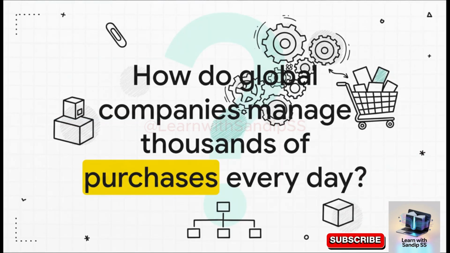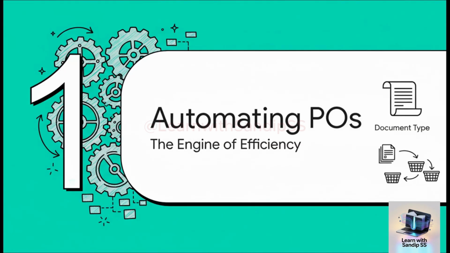I mean, really think about it. You've got a massive global company. How on earth do they keep track of every single purchase, from something as small as paper clips to something as huge as jet engines, without everything just descending into total chaos? Well, the secret is all in a smart, robust configuration, and that is exactly what we are going to break down for you today. All right, so we'll kick things off with the engine of efficiency itself, automation.